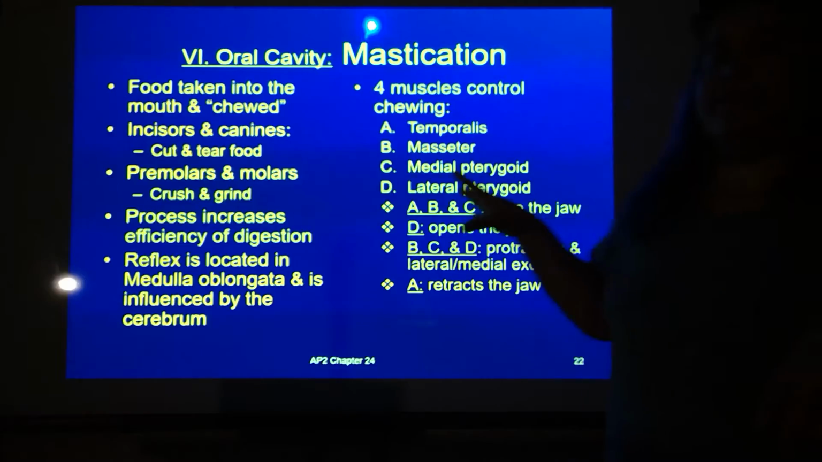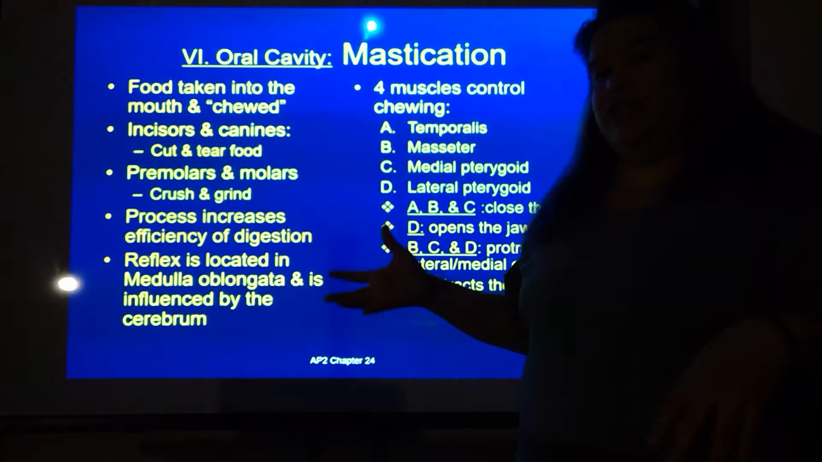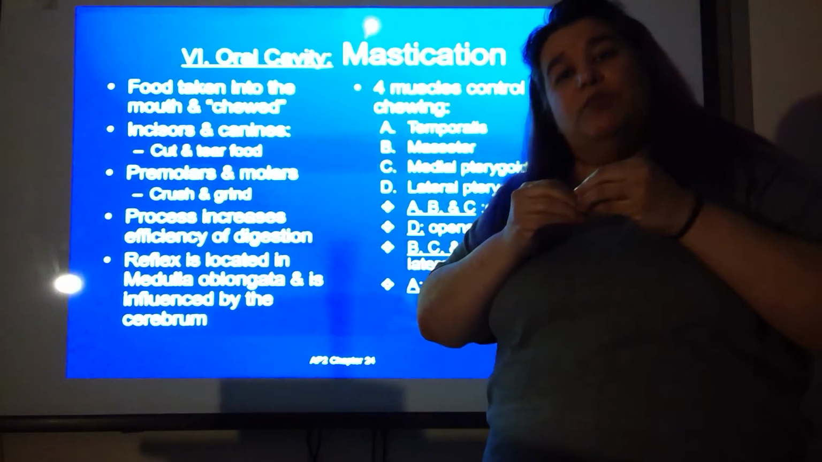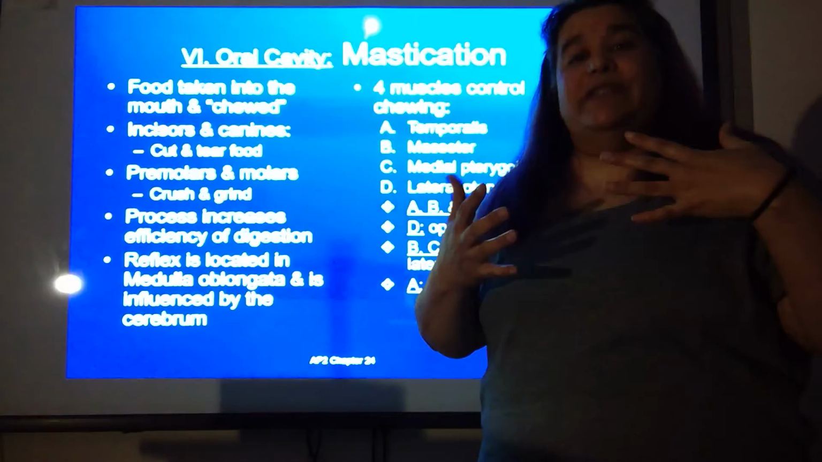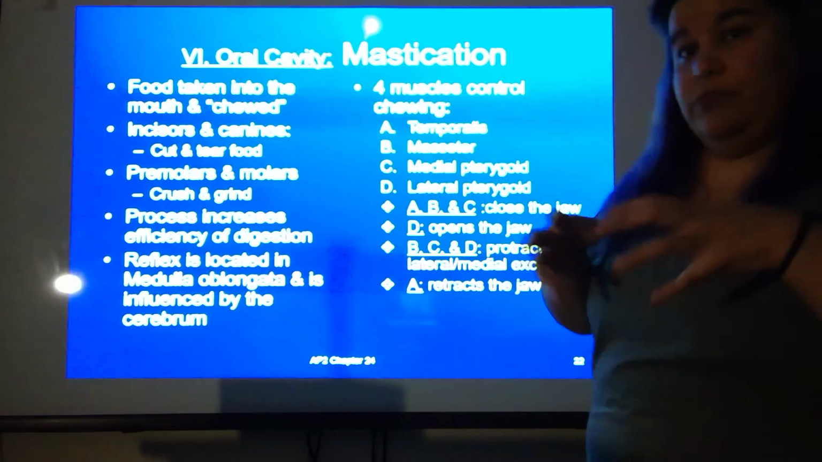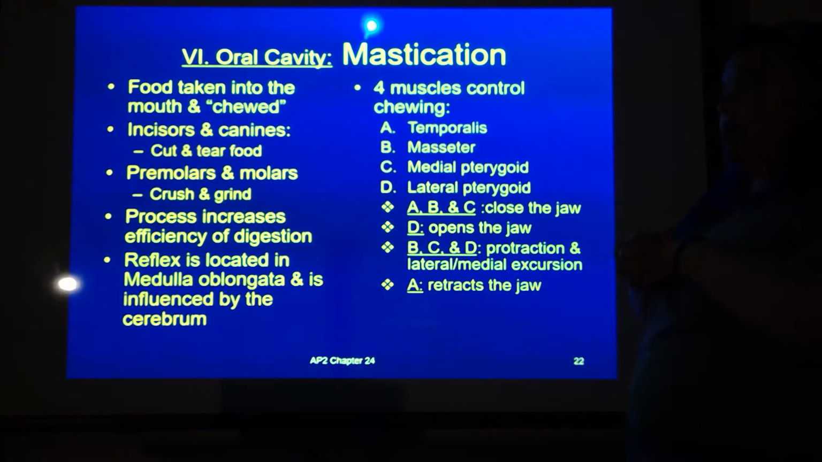This process of mastication, I said this before, increases the efficiency of digestion. You're taking these big molecules of food and making them smaller, adding surface area for enzymes and acids and things like that to get access to. There's a reflex in the medulla oblongata, and it's influenced by the cerebrum, that helps us to chew our food.